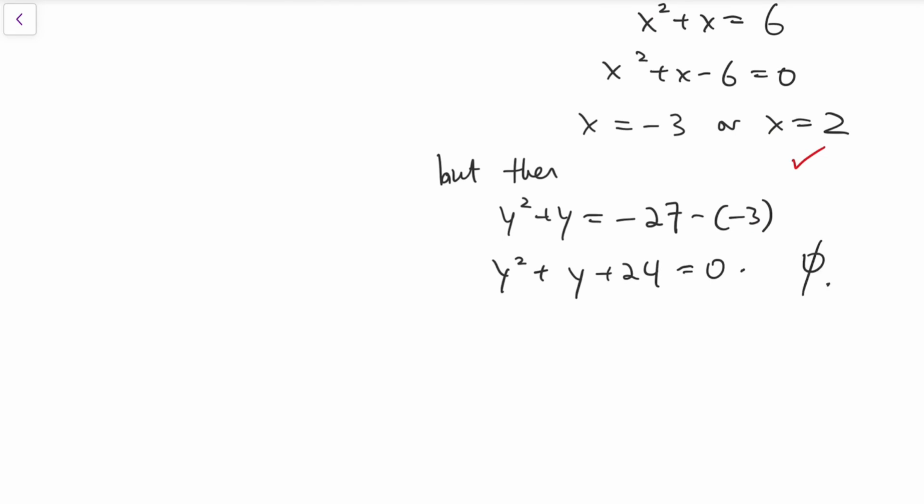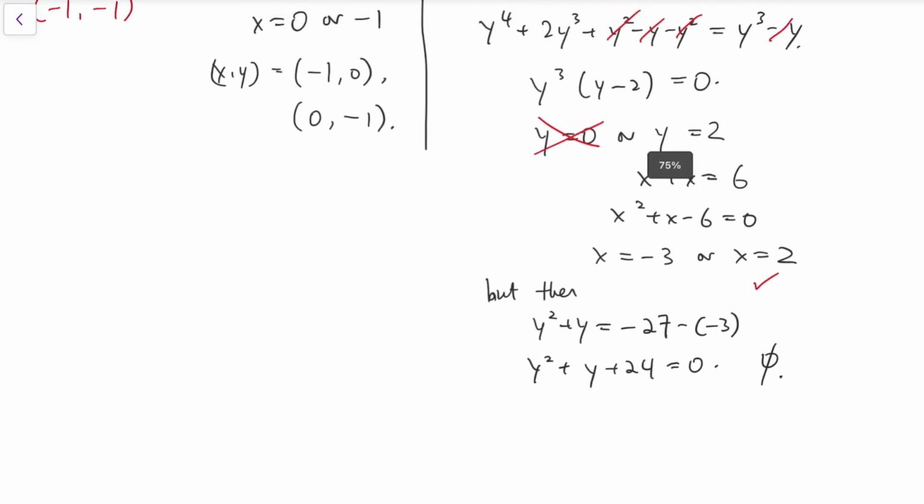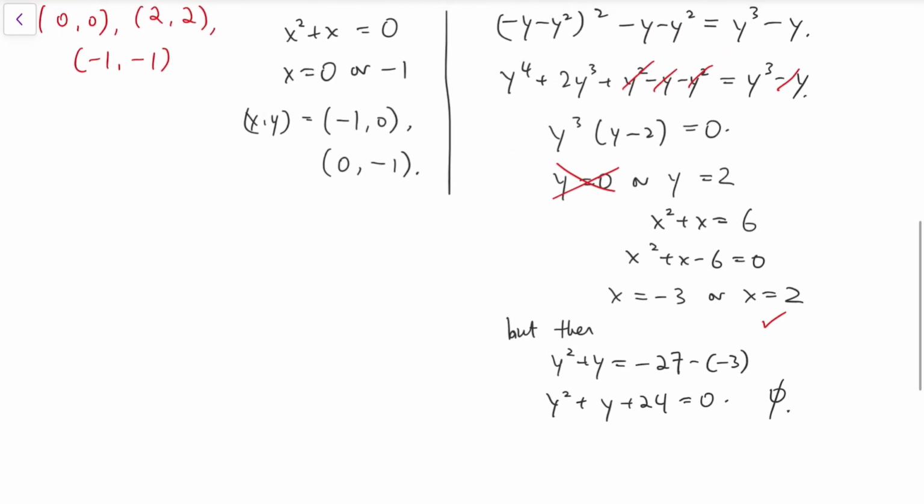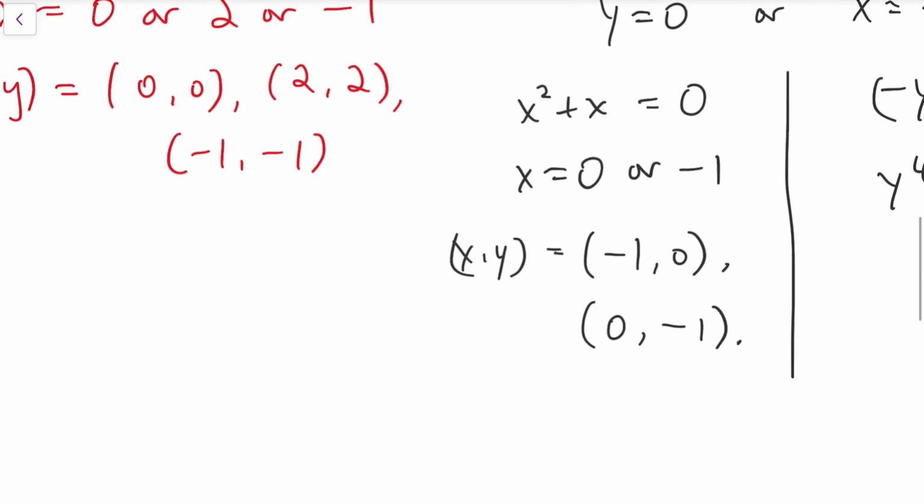So that means this case gives solutions, but not new ones. So altogether, we have these 5 solutions: (0, 0), (2, 2), (-1, -1), (-1, 0), and (0, -1). So these are the 5 solutions that we get. So this is the first approach.